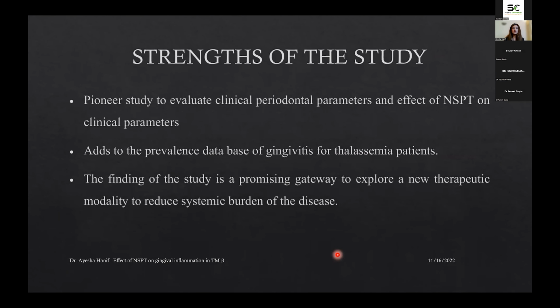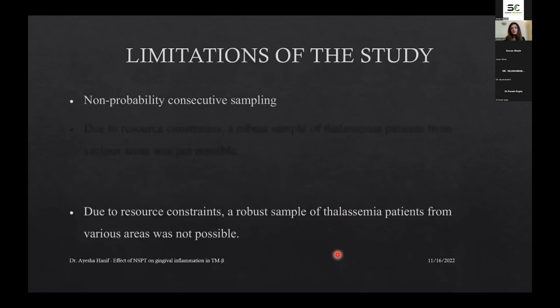So the strengths of the study are that it was the pioneer study to evaluate clinical periodontal parameters and the effect of NSPT on these patients. It adds to the prevalence database of gingivitis for thalassemia patients. And this study is a promising gateway to explore a new therapeutic modality to reduce systemic burden of the disease.